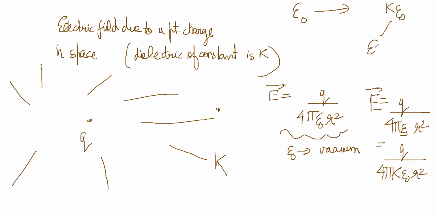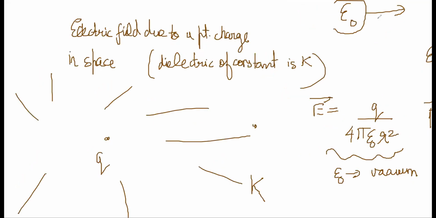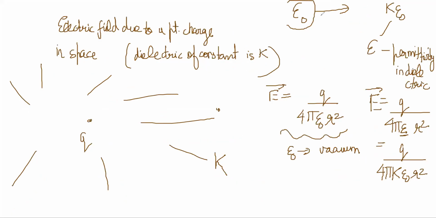It is the permittivity in the dielectric, not in free space. So basically what happens is that the field becomes 1 by K times of its original value, because of which capacitance has to increase. Capacitance has to increase because the field has become 1 by K times, so the potential difference has become 1 by K times.